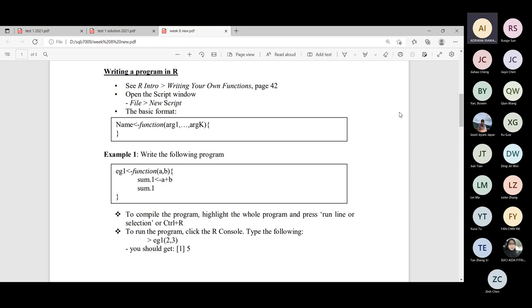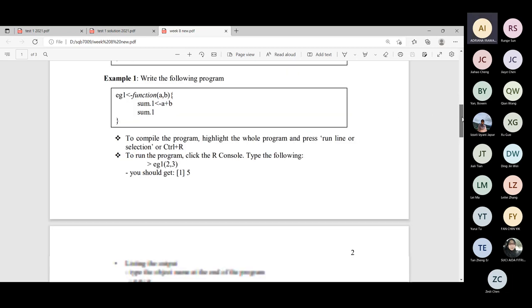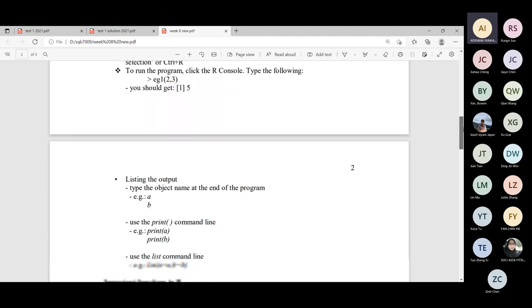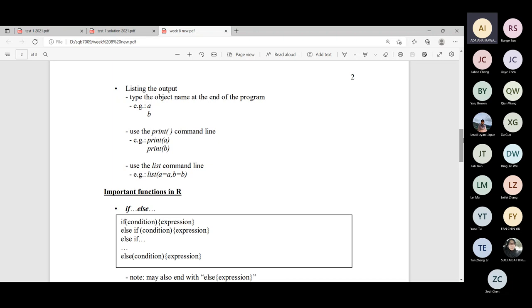You can write it in the script file and then you have to run it. When you compile it, you go to the console and type the name of the function with your input, then you have the output. This is the most basic one, right? Of course, that's not what you're going to do. Usually, if you use the print, sometimes it's going to give out the result, right?